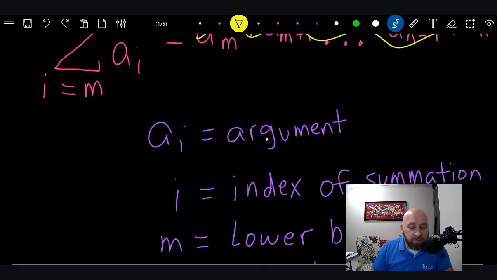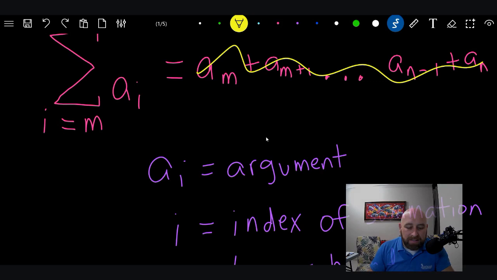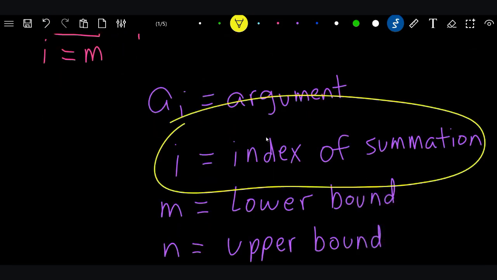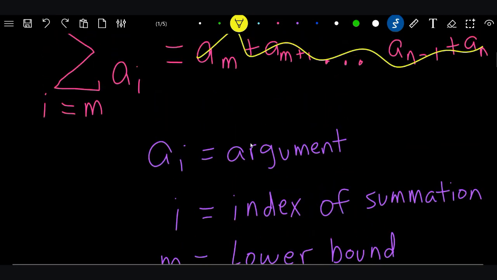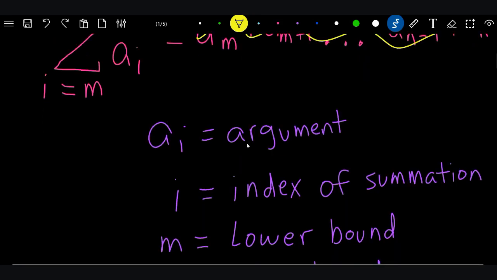Some students get confused right here and think that this i stands for imaginary. It does not. It stands for index of summation. So the i is called the index. I guess the best way to say that is the index is like where you find it, where you would start looking. Like if you go into the library or into the book and look in the index, you're looking where to find something, okay? And so this index is kind of like where to find it, where to start looking at it.